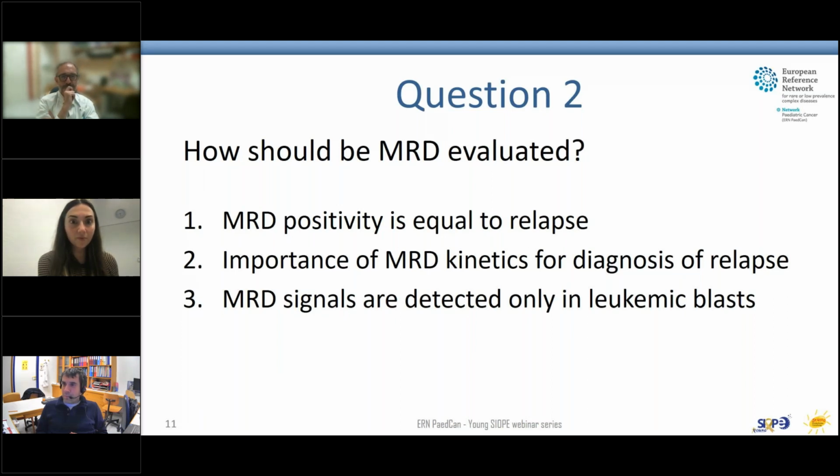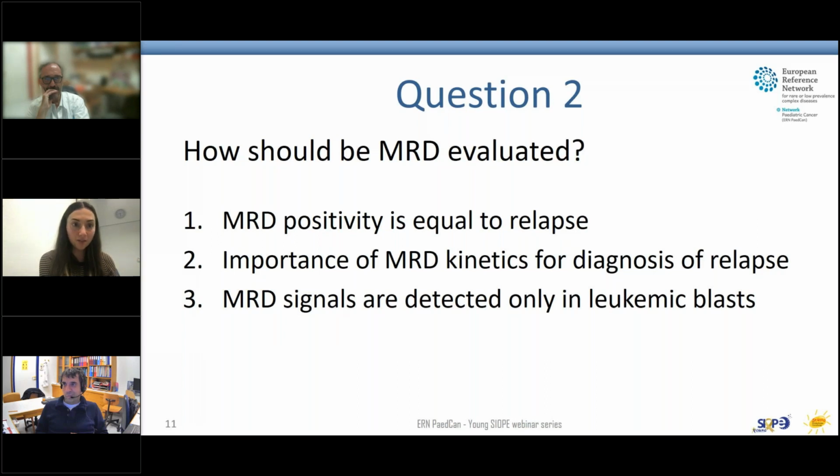Yes. 91% voted for the importance of MRD kinetics for diagnosis of relapse. 9% voted that MRD signals are only detected in leukemic blasts. Your first answer, MRD positivity equals relapse. We also have these almost 9%, like in the first question, that is a little bit disorientated. It's really important to say that we had a detection in the normal T cells. So what we have to evaluate is how the MRD level is developing.